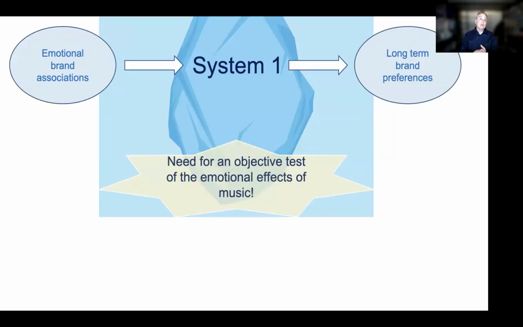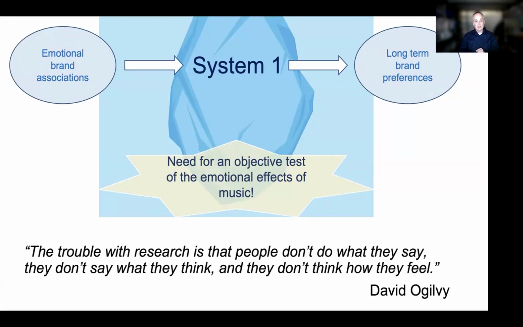And here we're at a point where David Ogilvy once summarized the problem with this type of research in a brilliant way. He said, "The trouble with research is that people don't say what they think, and they don't think how they feel." So basically saying consumers don't have a very good insight into their own emotions and feelings, their own biases and heuristics they use when they make consumer decisions. And that exactly is the problem.